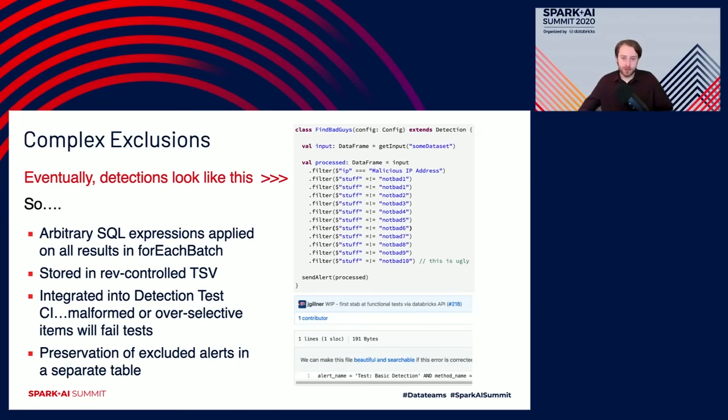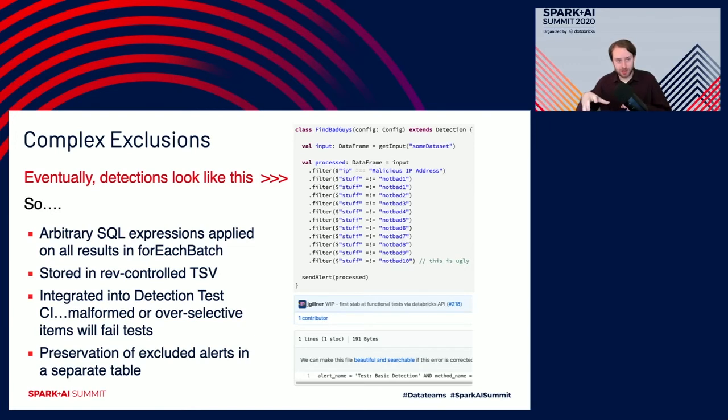To solve this, we built a new mechanism which breaks out a list of SQL expressions that are applied against all of alert output in the for each batch transform at the very end. It allows us to be as complex as we want in the exclusion logic while still keeping the detection classes pretty clean. And because they're integrated into our functional tests, we can ensure that overly selective or malformed SQL expressions are caught before they impact the production jobs.